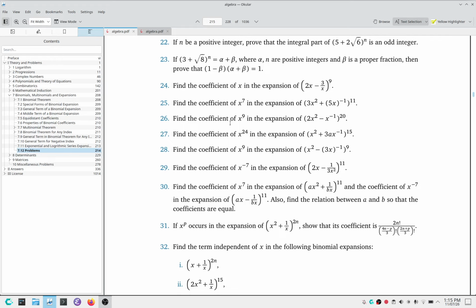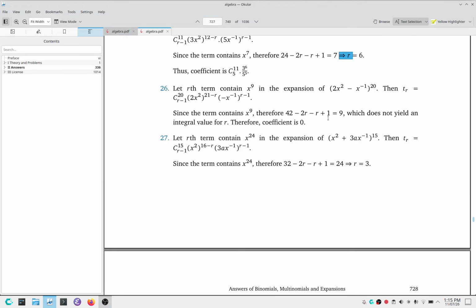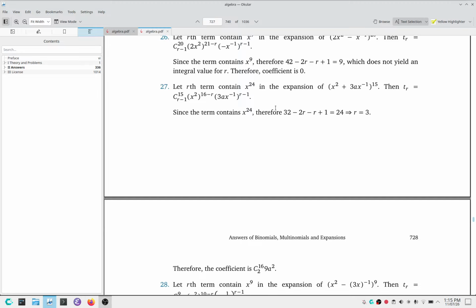Question 26 is similar. We have to find the coefficient of x to the power 9 in the expansion of (2x squared minus x to the power minus 1) whole to the power 20. So in this case, T_r is 20C(r minus 1), (2x squared) to the power 21 minus r, (minus x to the power minus 1) to the power r minus 1. Now, since the term contains x to the power 9, therefore 42 minus 2r minus r plus 1 is equal to 9. So it does not give an integral value of r, therefore the coefficient is 0.